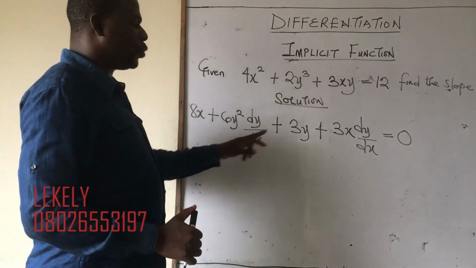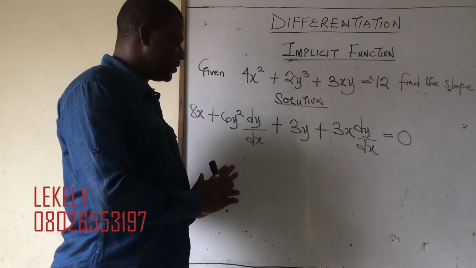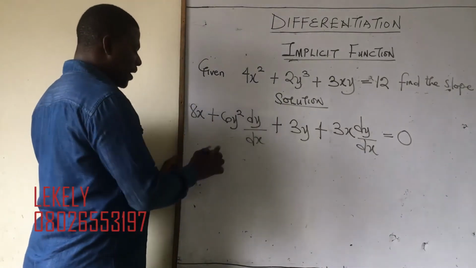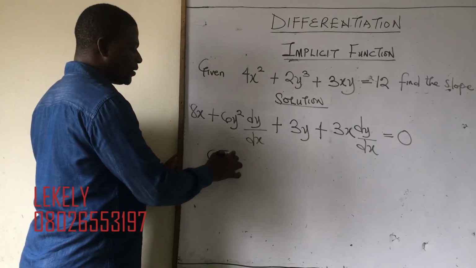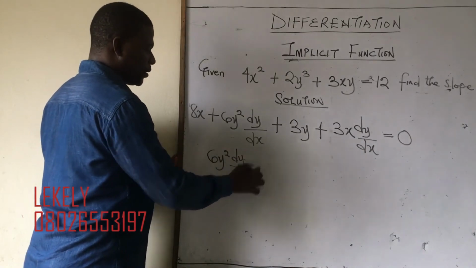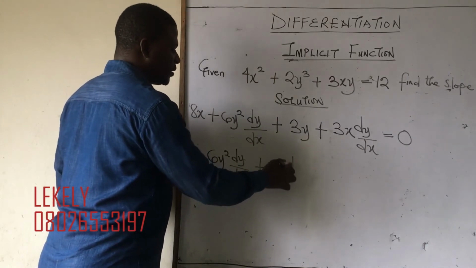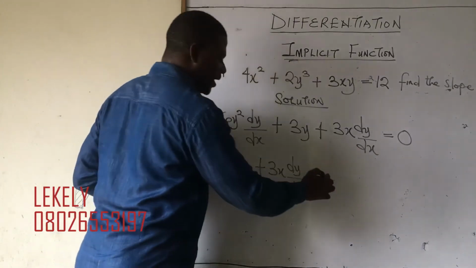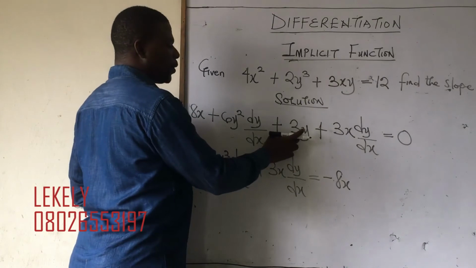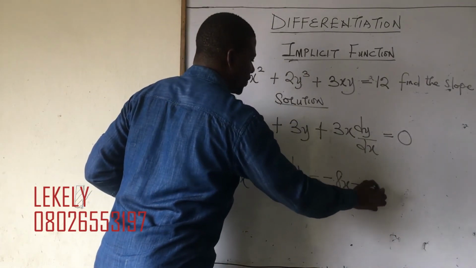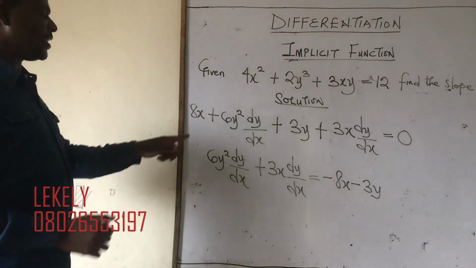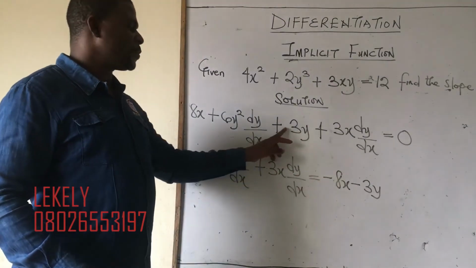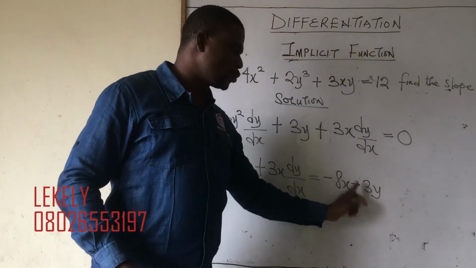So now, all the ones that have dy dx, let them be on one side, and the ones that do not have dy dx, take them to the other side. So this one has dy dx, so I'm going to have 6y squared dy dx plus 3x dy dx equals, this is 8x, bring it here to change to minus 8x. This is plus 3y, bring it to the other side to change to minus 3y. You see that? This 8x has an invisible plus. By the time it crosses over the equal mark, it will change. This plus 3y, by the time it crosses over the equal mark, it will also change.